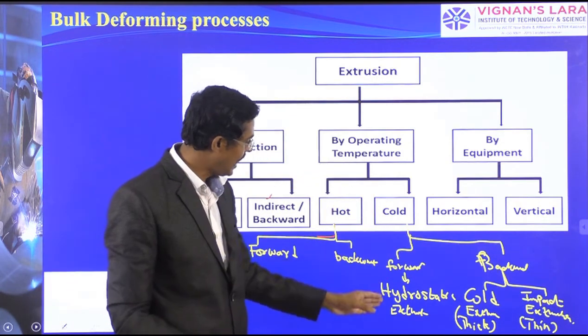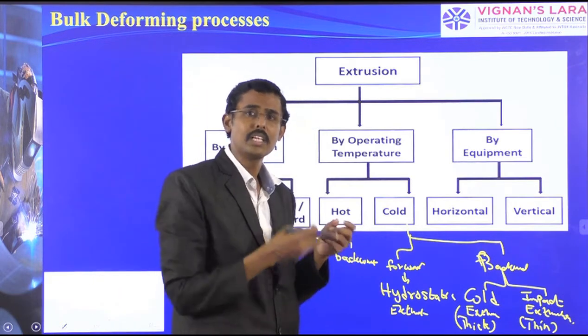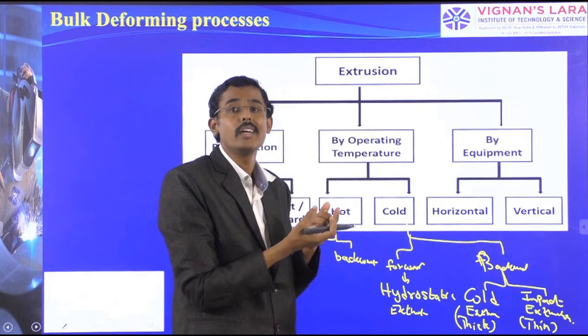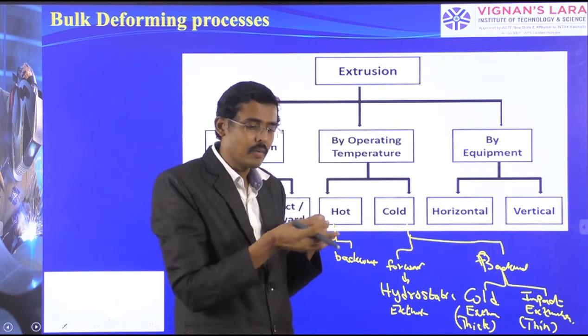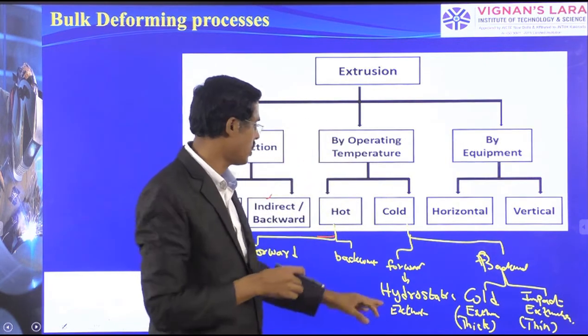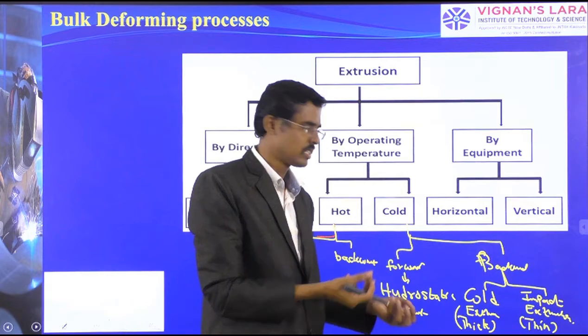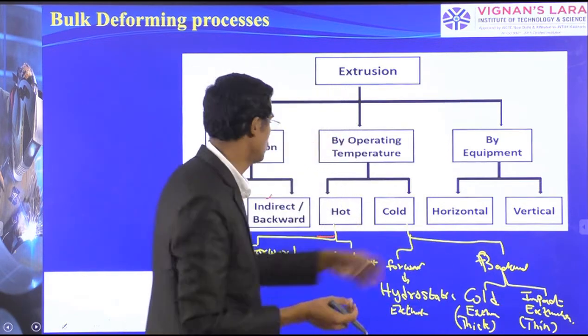In this forward, I have hydrostatic extrusion. The component is applicable with hydraulics, because then we can avoid this friction at the surfaces between the billet and the container; I am using hydraulics. So hydraulic extrusion and cold extrusions are for thick materials, impact extrusions for thin materials like aluminium. So again we will see this.